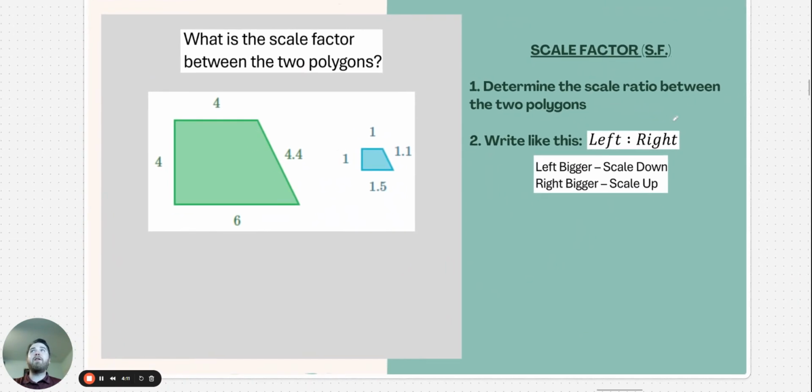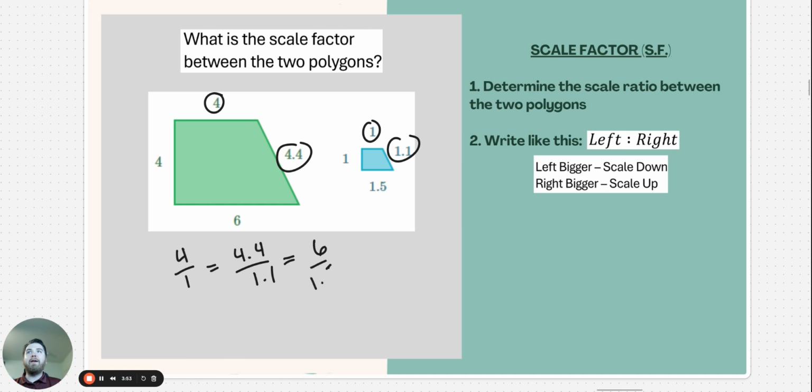So first things first, we're going to find the scale factor between two polygons. The way that we do that is we're just going to take our corresponding sides and set up our ratio. I could do that all the way around here. So 4/1, I have 4.4/1.1, and so on and so forth. When I get my ratios, since I know that these polygons are similar to each other, I've got those ratios all set.